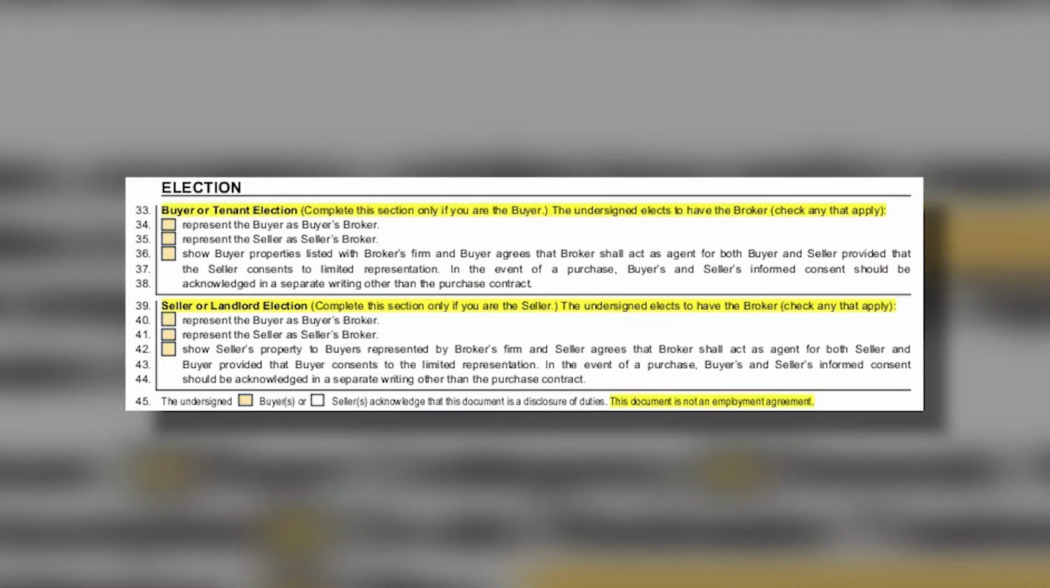It's what I like to translate into what we call full representation. They understand that the broker represents the buyer and the buyer only in the transaction. Full representation. Line 35 is a little frequently misunderstood. I'll come back to that in a minute.